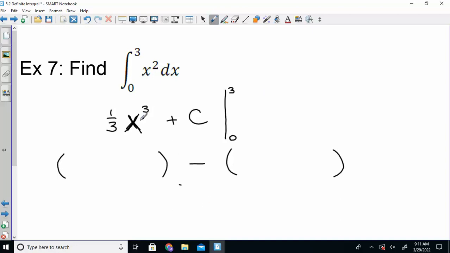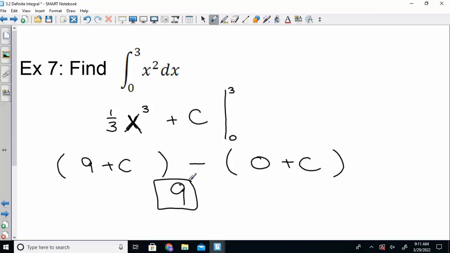So if I plug a 3 in, 3 cubed is 27 times 1/3 is 9 plus c. If I plug in a 0, we get 0 plus c. What do you end up doing with those constants? Yeah, they're going to cancel out because you're subtracting them, and we just get 9.